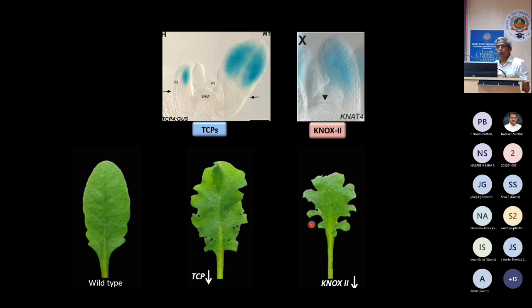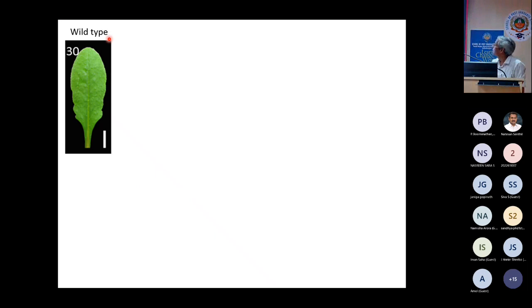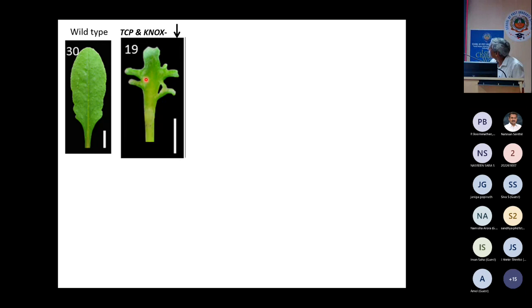Now let's see whether the simple Arabidopsis leaf can be converted into a compound leaf. So this is a 30-day-old wild-type Arabidopsis leaf, simple, mature. No change will go on. In another month, it will become yellow and it will fall off, right? Because Arabidopsis grows only for about 60 days and the plant dies. Now you reduce all 8 genes, 5 TCP and 3 NOX2 genes. At 19 days, it looks like a simple leaf, but you see something start growing at the margin. You don't see that in the wild type. By 19 days, the wild type Arabidopsis leaf is already mature.